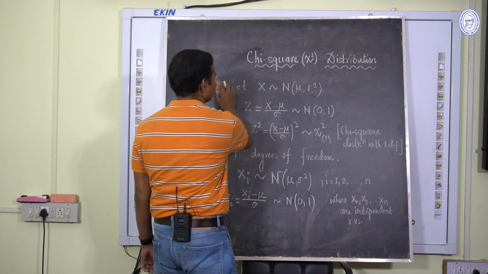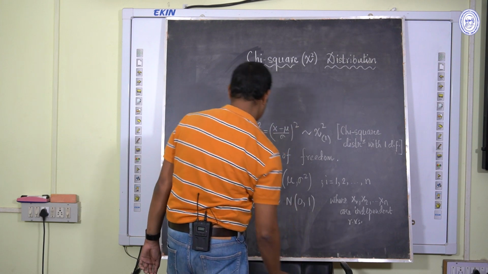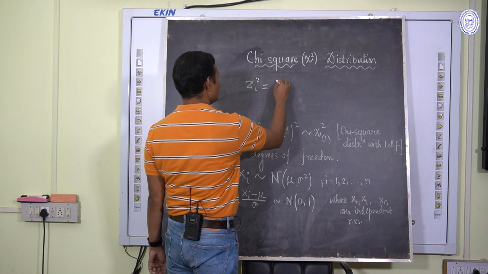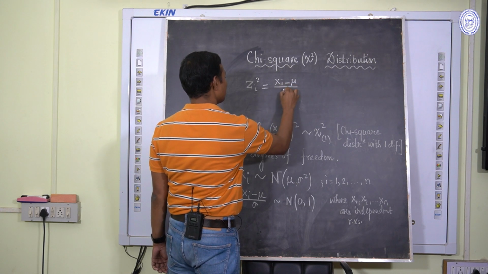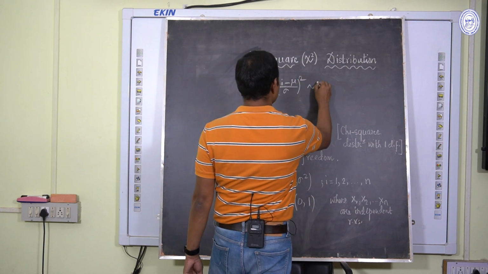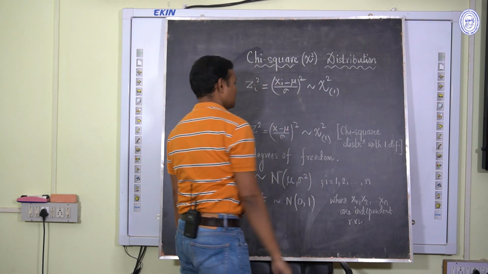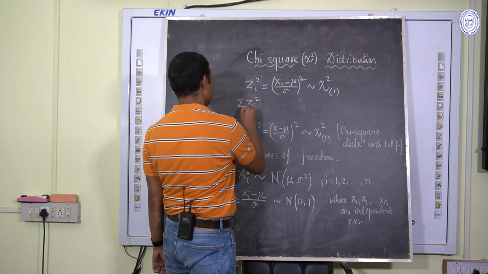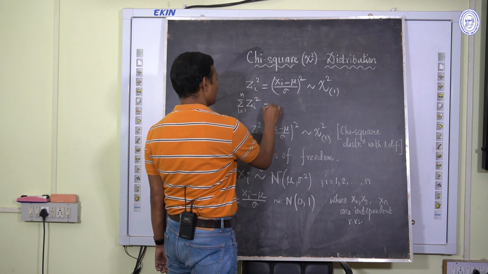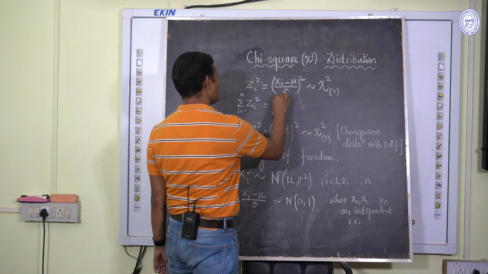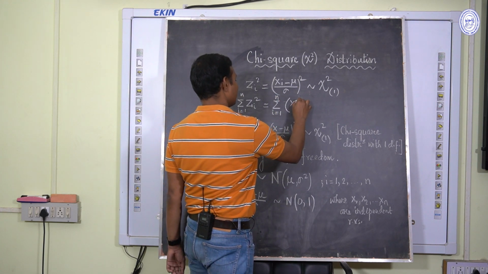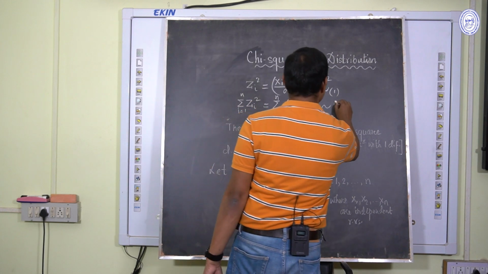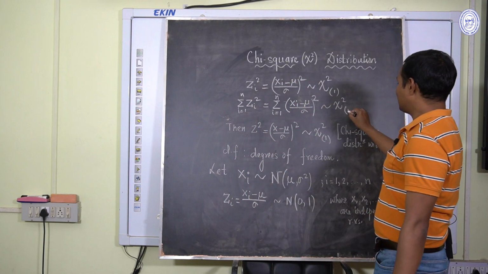Therefore, zi square equal to ((xi minus mu) by sigma) whole square follows chi-square distribution with 1 degree of freedom. Summation of zi square, summation over i equal to 1 to n, equal to summation over i equal to 1 to n of ((xi minus mu) by sigma) whole square, follows chi-square distribution with n degrees of freedom.